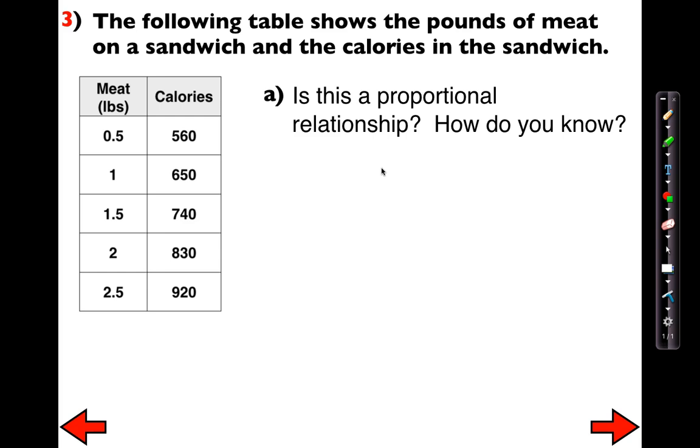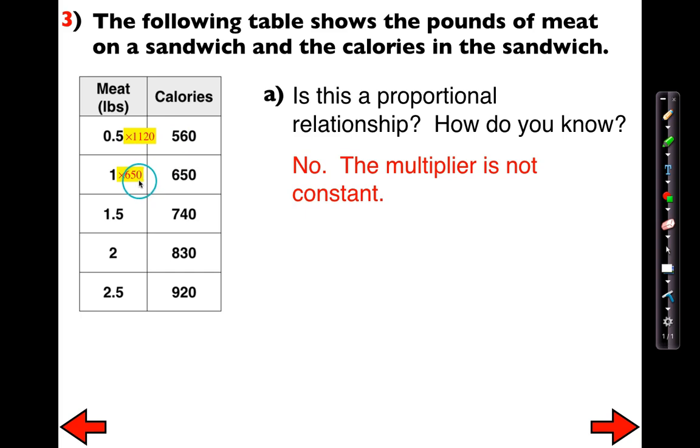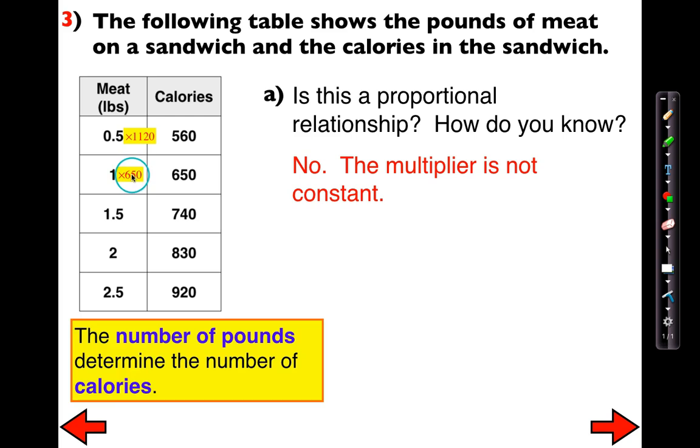So for number 3, it says the following table shows the pounds of meat on a sandwich and the calories in the sandwich. Is this a proportional relationship? How do you know? The answer is no, because the multiplier is not constant. Here, for the first part, the multiplier is 1,120. The second multiplier is 650. Already, they're not the same. I don't have to go any further.